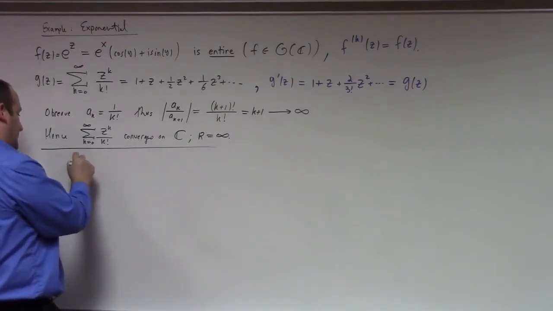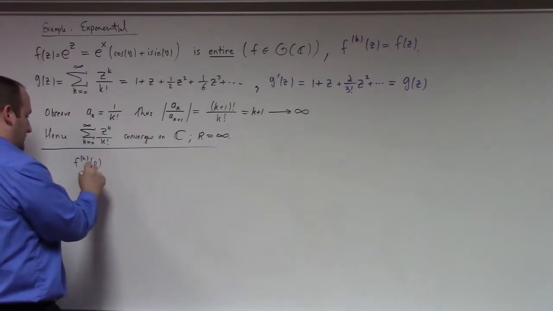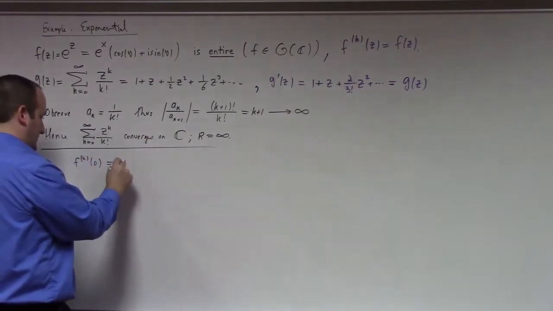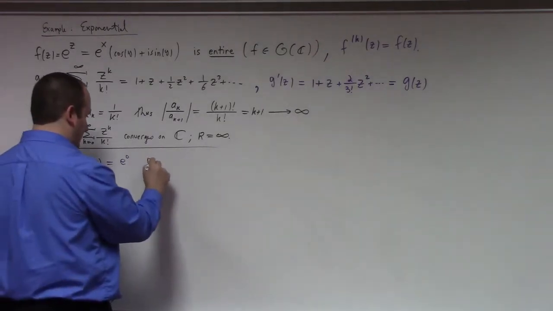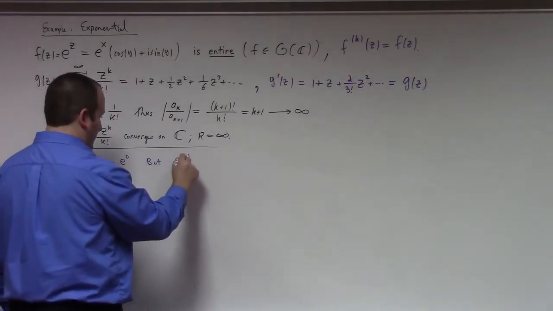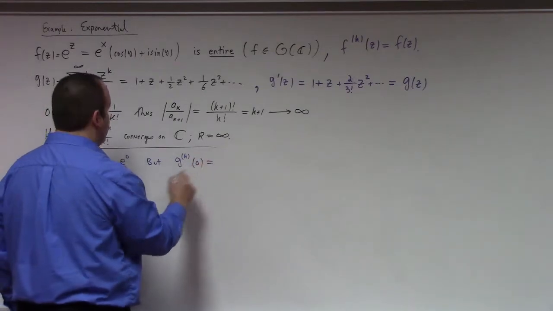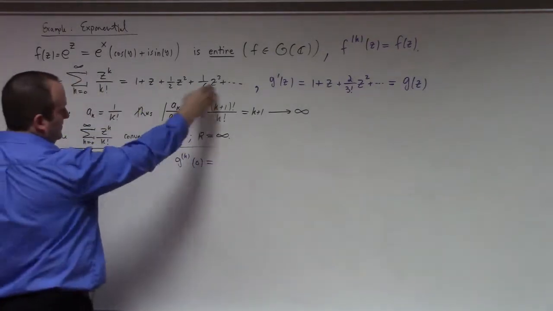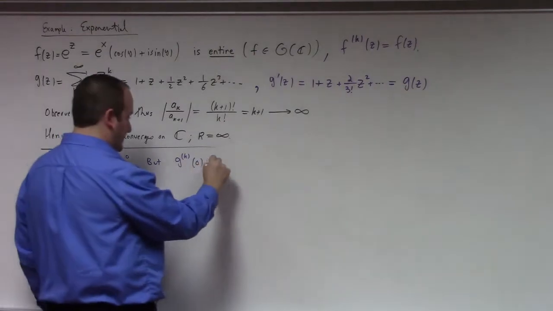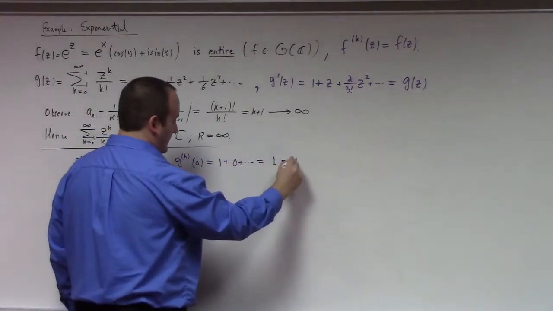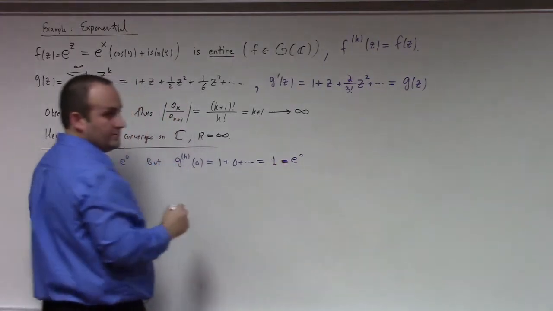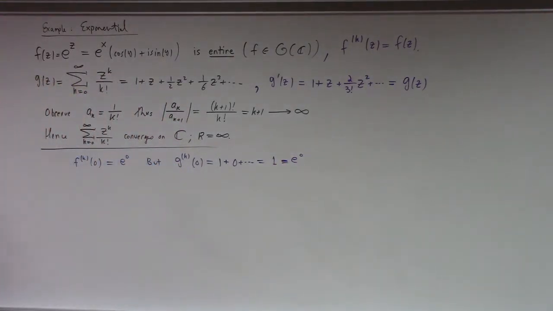What's the kth derivative at 0? It's just e to the 0. But the kth derivative of g at 0 is just, well, plug in 0, right? 1 plus 0 plus and so on equals 1, right? Which is equal to e to the 0. Consequently, these are the same functions.